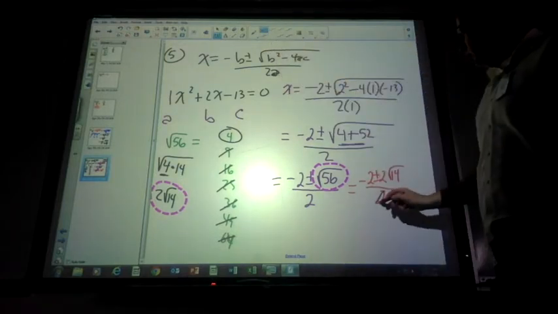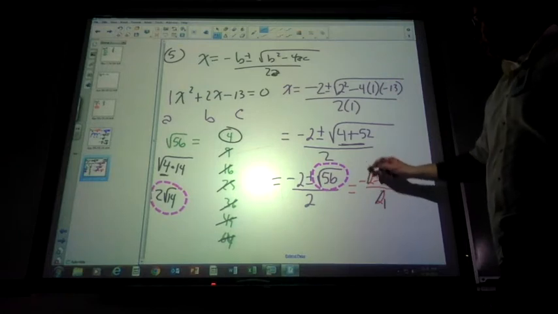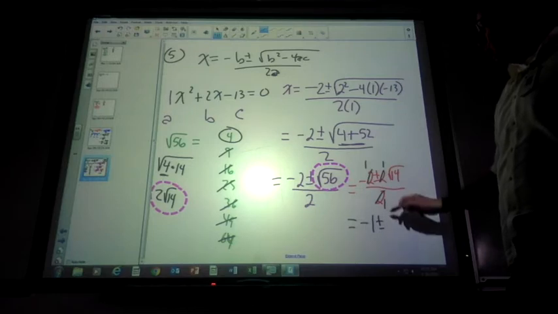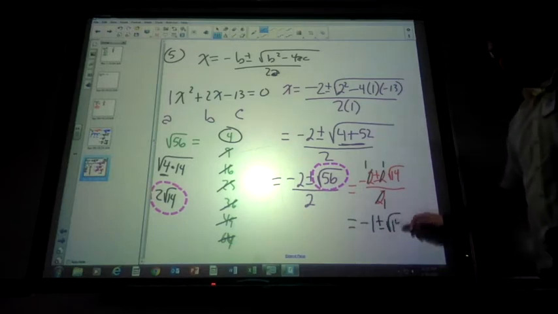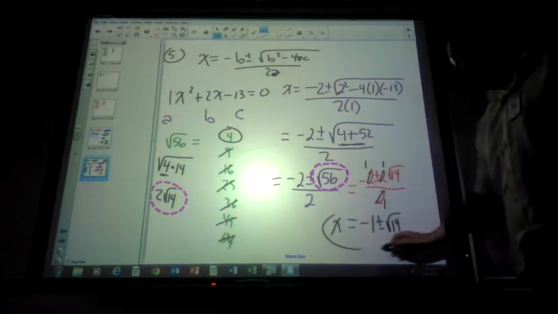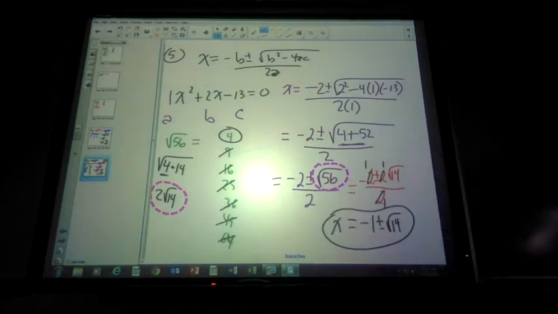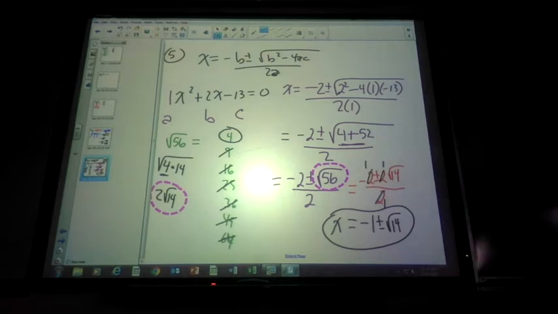Okay, so let's see. 2 goes into itself once, 2 goes into there once, 2 goes into there once. So I wind up with negative 1 plus or minus 1 root 14. This is what x is equal to. So that's leaving it as an exact answer. Do you see places you could make errors up there?